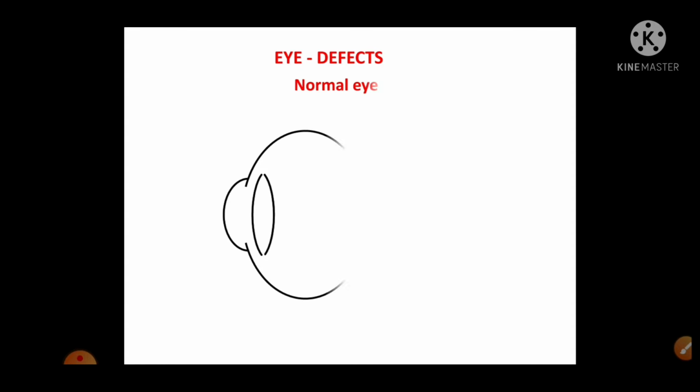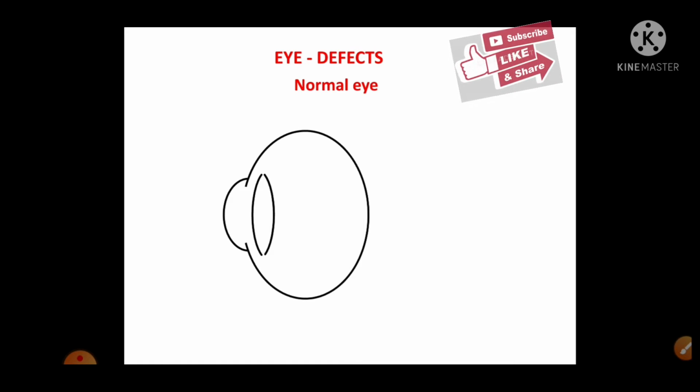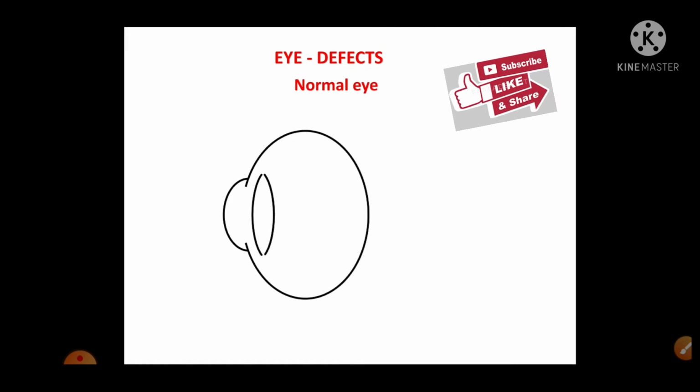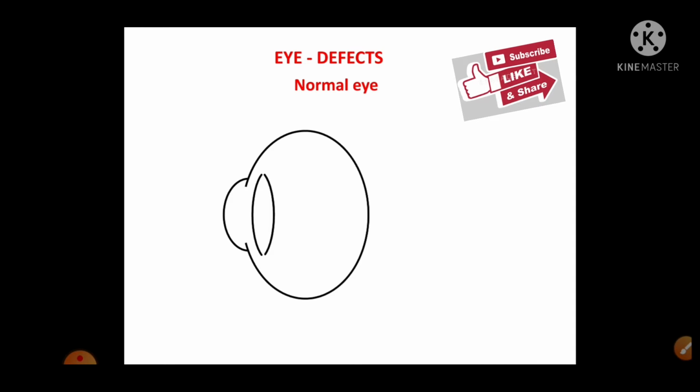What are eye defects? Before understanding a defective eye, let us understand a normal eye. You can see this is the structure of a normal eye. It is there in your textbook also, you can refer to the textbook. The diagram is somewhat in this way. This is called a normal eye.